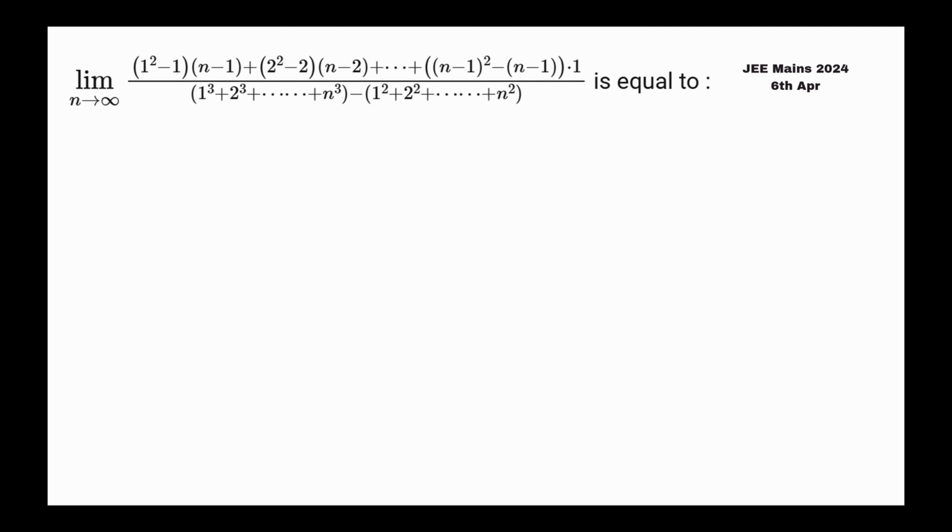Else, if the power in the denominator is greater, then it would become 0. If the power in the numerator is greater, then it would become infinity, or the limit wouldn't be defined. So here let us first find the highest power in the numerator and the highest power in the denominator. Let us first solve for the numerator.